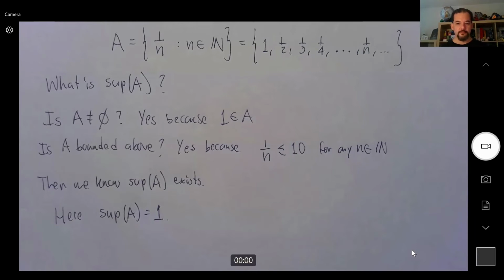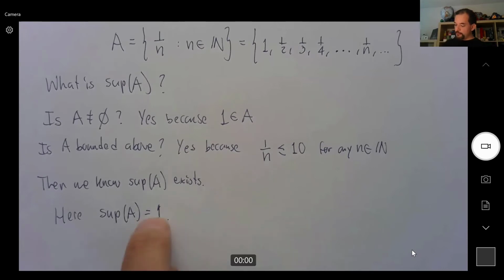When you say, is it bounded above, and you say 1 over n is less than or equal to 10, 10 doesn't have to be part of the set? No. You say as long as it's greater than every number in the set? Correct. The number 10 does not need to be in the set. It's just an arbitrary real number.